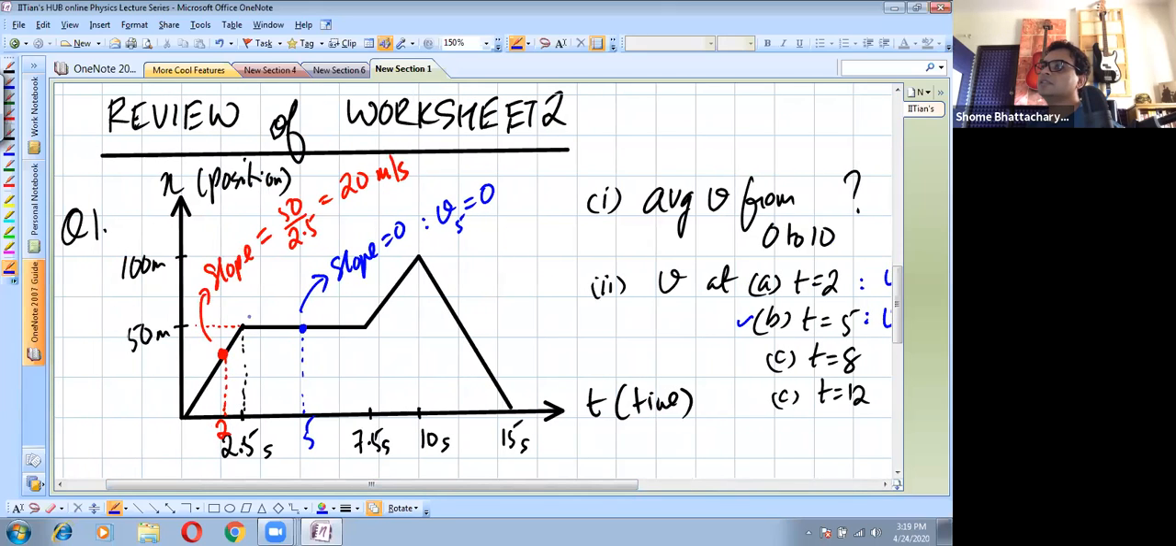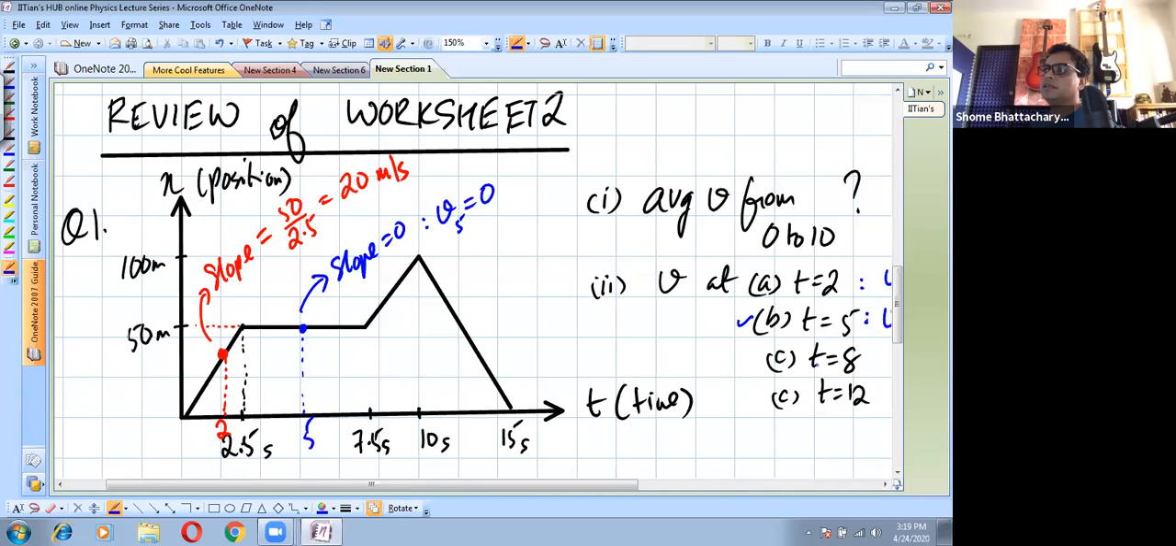Had it continued at this rate instead of stopping over here, this graph would have continued in this way. But what happened is at 2.5 seconds, the motion abruptly stopped. This is not a very physically sound situation because you cannot suddenly go from 20 meters per second to 0. You actually take some time to decelerate. But in this example, we're just assuming that it was going at 20 and suddenly it stopped, like it hit a wall or something and just got stuck to the wall.